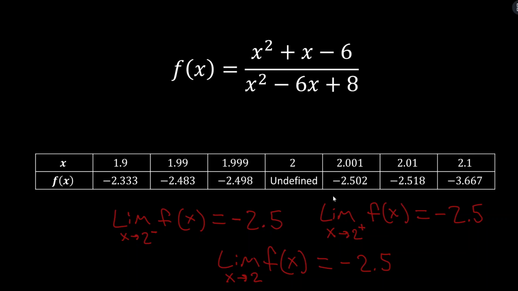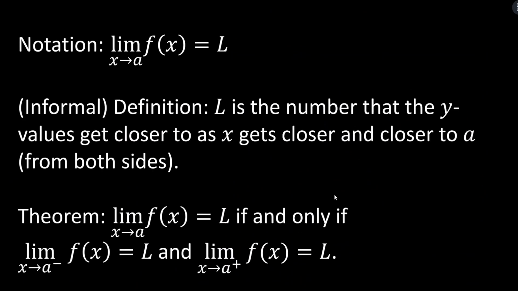Alright, so let's summarize some things we've learned. First is notation. This is how we write limits: the limit as x approaches a of f of x equals L. And here's a really good informal way of thinking about the definition. I say informal because there's a precise definition that you might not learn in AP Calculus, but this is a great informal way of thinking about it. The limit is the number that the y values get closer to as x gets closer and closer to a.